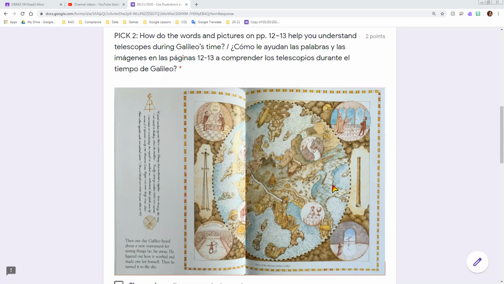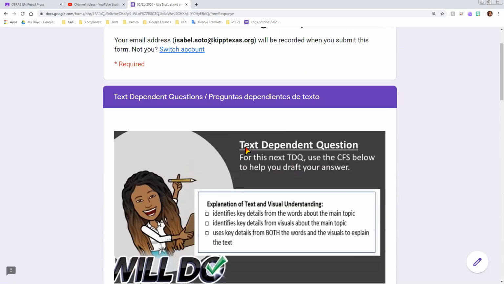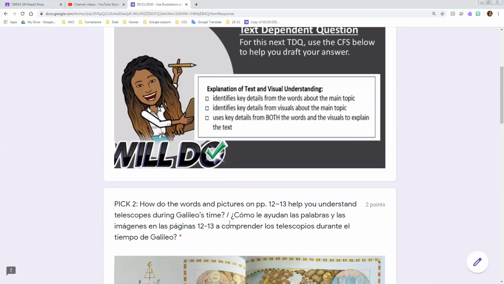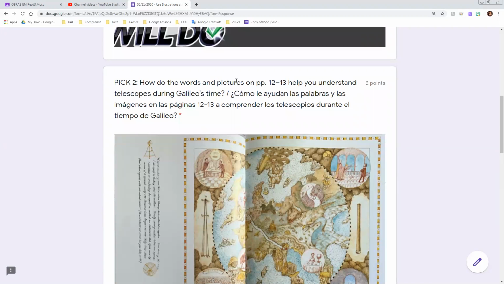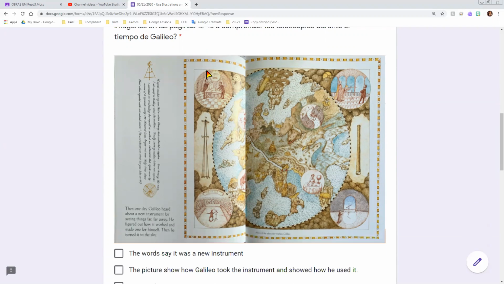Going to go over this question here with you. We need to remember that for our text-dependent questions, we need to identify the key details from the words about the main topic, identify key details from the visuals or pictures about the main topic, and use both the key details from the words and the pictures to explain the text. So how do the words and pictures on page 12 and 13 help you understand the telescope during Galileo's time?